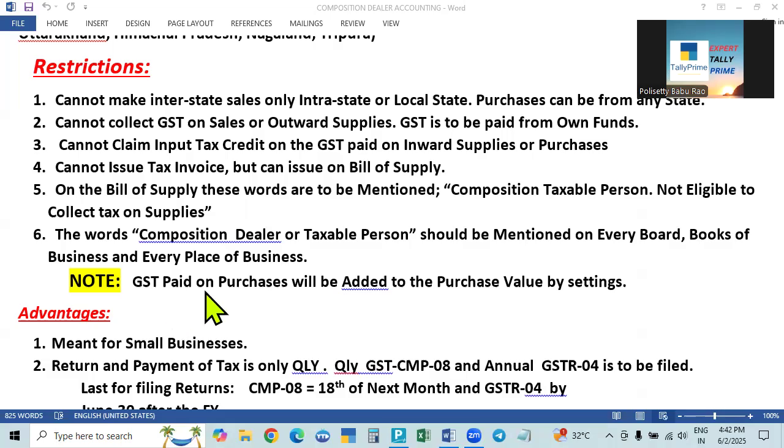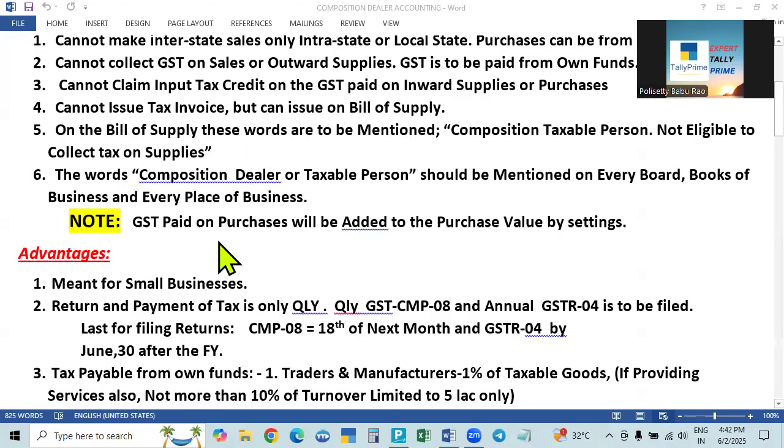So this tax paid on purchases will be added to the purchase value by a setting. We have to make a setting so that it will not be posted separately. Normally when you make a purchase, purchase account is debited and GST is also debited. But now, instead of debiting the GST, it will be added to the purchase price. The GST ledger will not be debited. This is a setting we have to make.